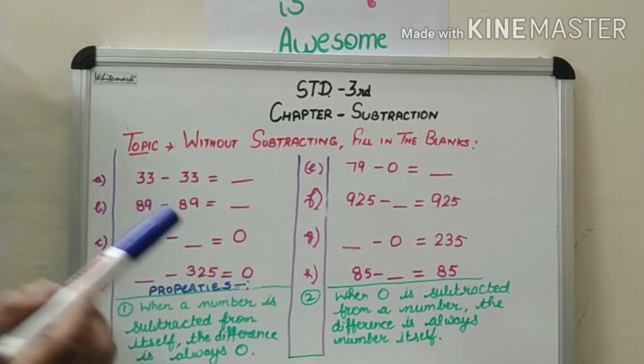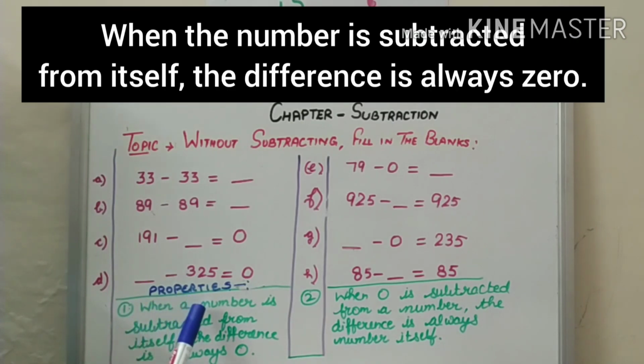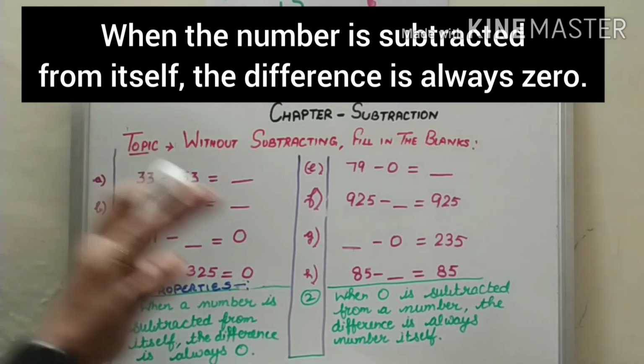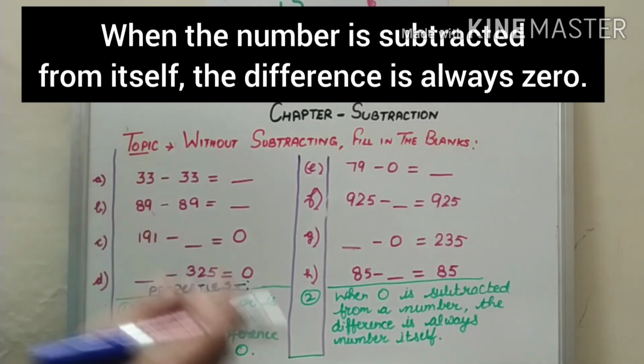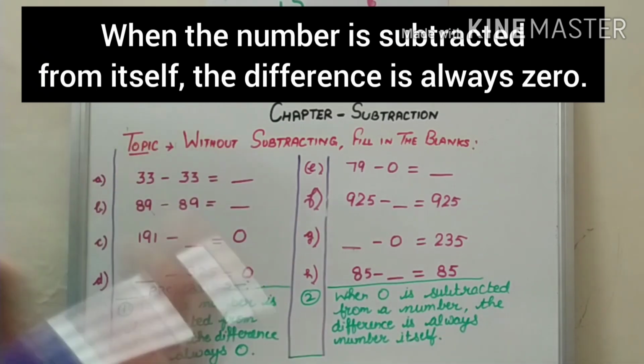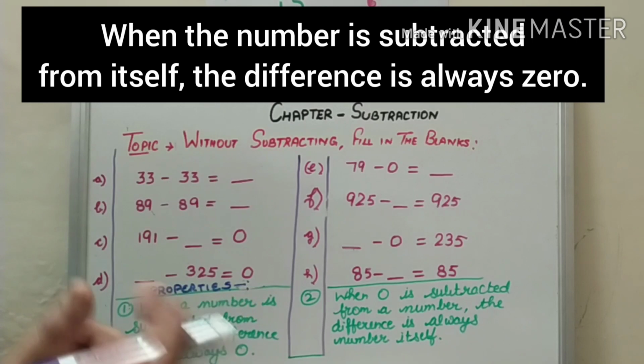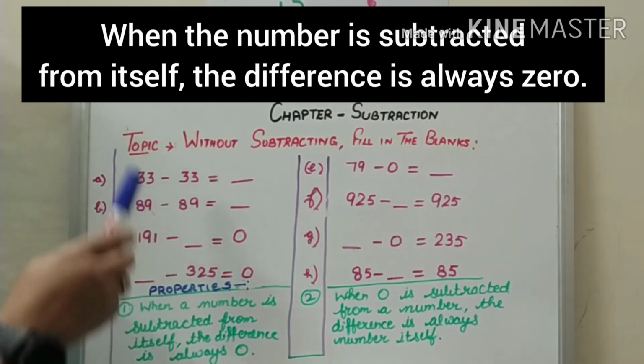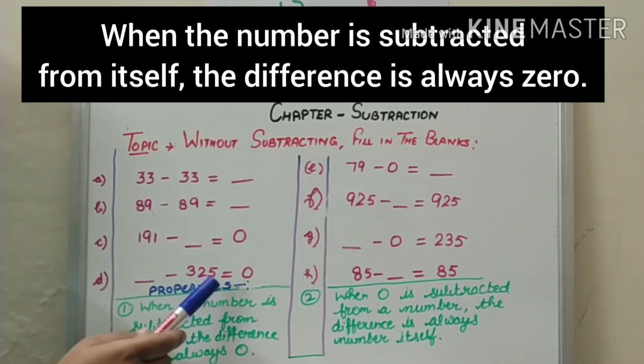I'll tell you. The first one is: when a number is subtracted from itself, the difference is always zero. When we subtract a number from the same number, itself, 5 minus 5 is 0. There are 5 persons in a room and 5 went away. So how many are left? 0. No one is left. So, according to this property, I have given you these 4 questions.